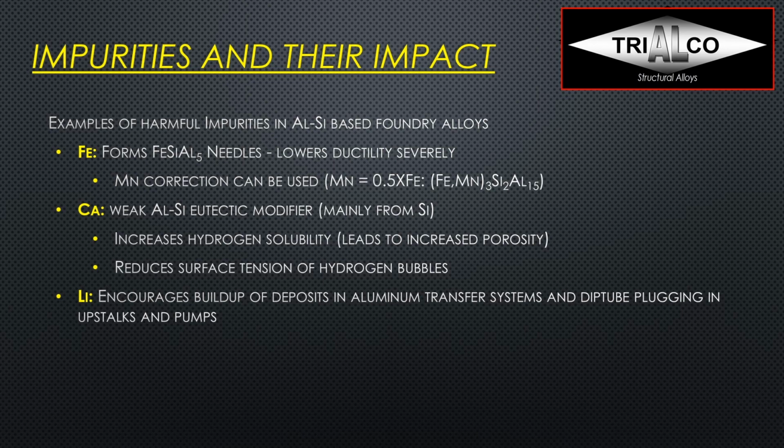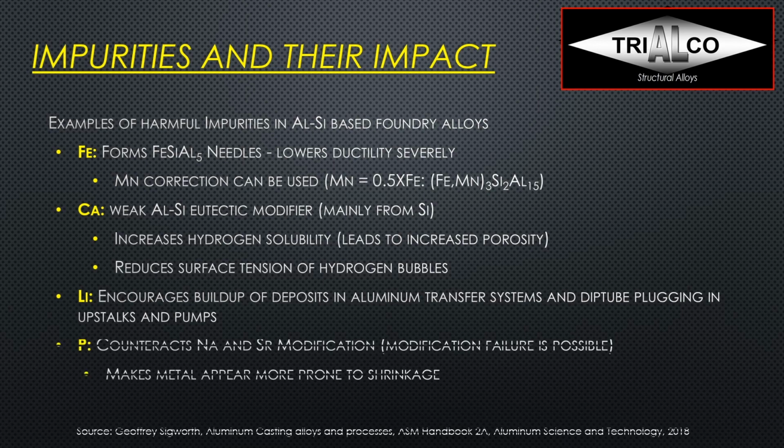And then we have lithium, and we also want to limit that. Usually it encourages buildup in deposits in aluminum transfer system and dip tube plugging in upstocks and pumps. So in low pressure systems, it's really bad and needs to be minimized again. And then we have already seen phosphorus because it counteracts the sodium and strontium modification, and it makes the metal appear more prone to shrinkage. Therefore, we really want to limit all those impurities.